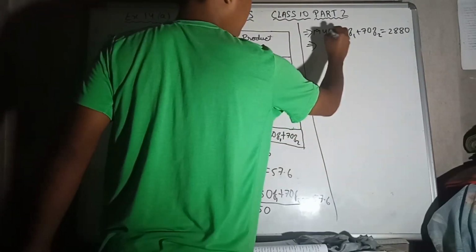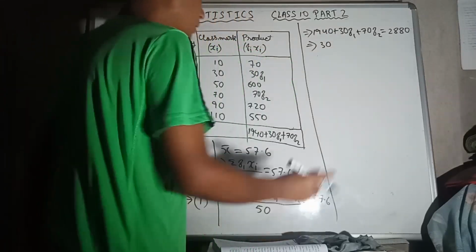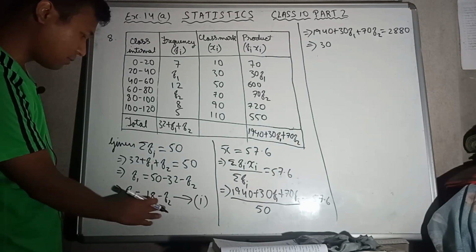This implies 30 f1, and f1 is 18 minus f2.